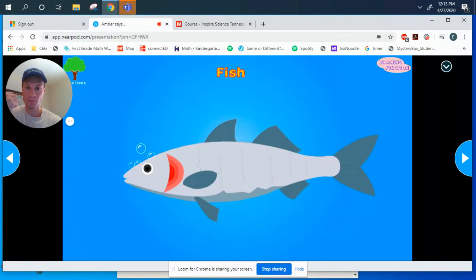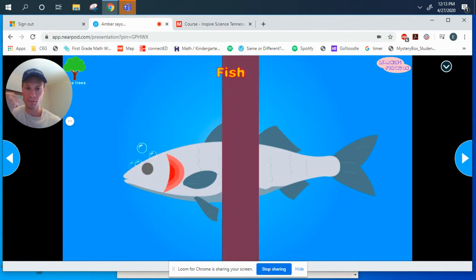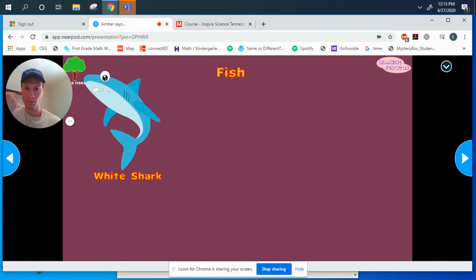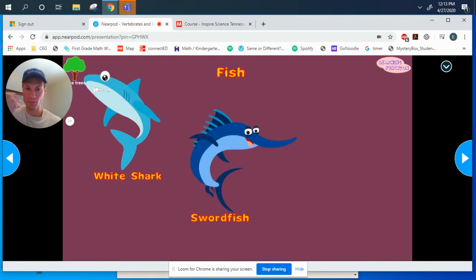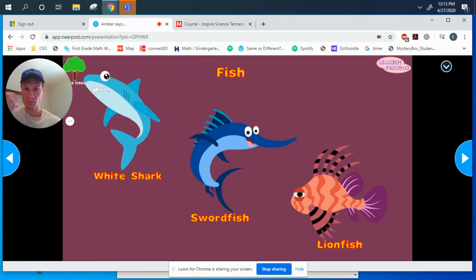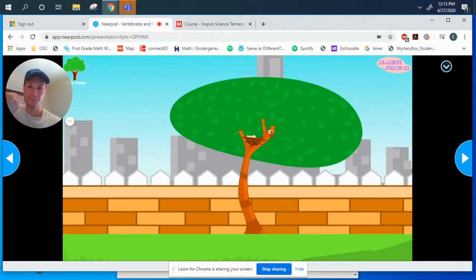Fish. They have gills that allow them to breathe underwater. Examples of fish include the white shark, this large swordfish, and this venomous marine fish, lionfish. Birds.